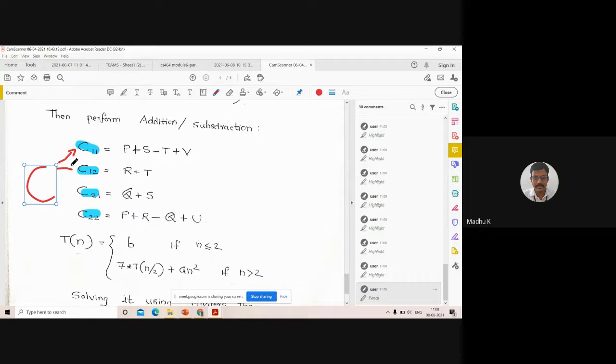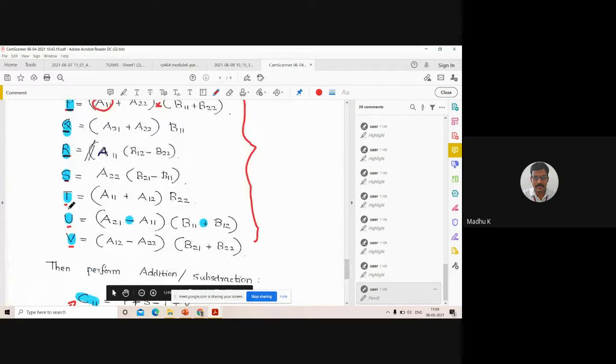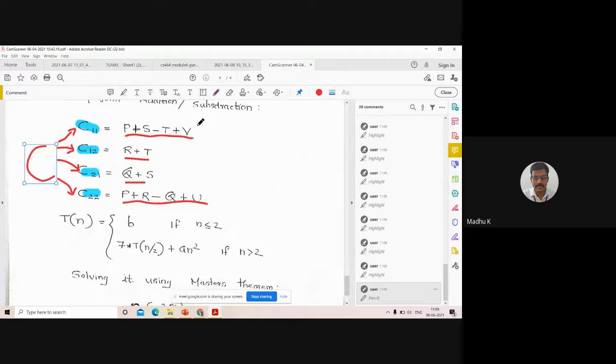So how can we calculate these elements? We can calculate these elements using these equations: P plus S minus T plus V, R plus T, Q plus S, P plus R minus Q plus U. What is P here? This is P, Q, R, S. This is already defined. Using that, we will create 4 formulas again, then calculate these values.